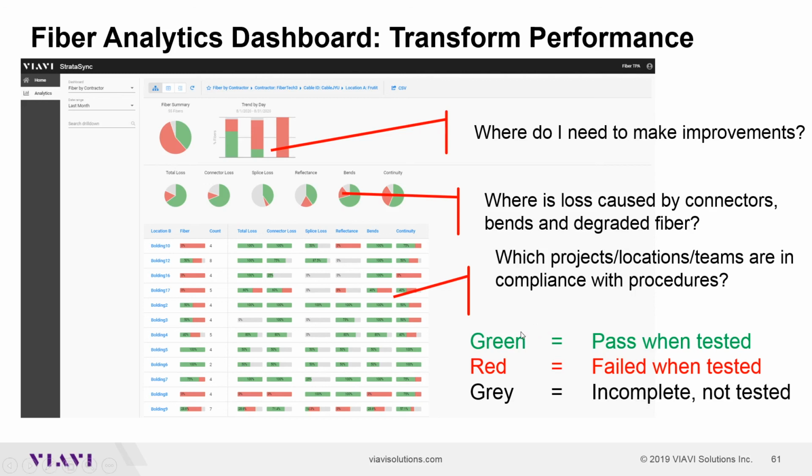Finally, just a little bit of a legend here. Green means it passed when it was tested. Red means it failed when it was tested. And gray means it's incomplete. In other words, not tested yet.